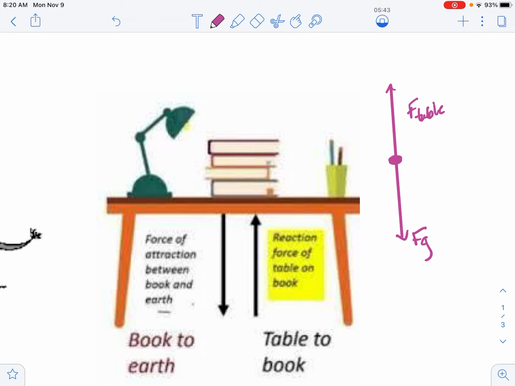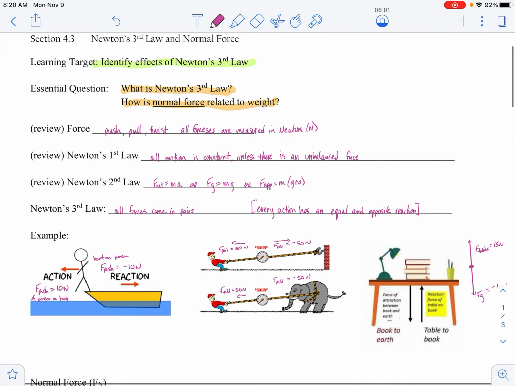So if we make this table force 15 newtons, then we have to make the gravitational force negative 15 newtons because it's going in the opposite direction. Alternately, you could make the up force negative and the down force positive, right? As long as you're showing that they're in opposite directions. Okay? All right. So I'm going to stop here for just a second.